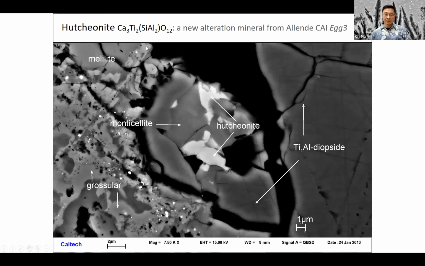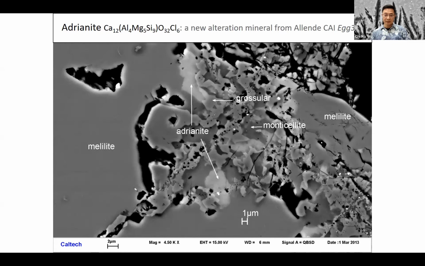Hutcheonite is a titanium 4+ garnet. It's a new alteration phase found in Allende CAI X3. It occurs here, along with other secondary minerals, monazite and presolar. Adrianite is a chlorine-rich silicate, also a new alteration phase from Allende CAI X3. It occurs here, just several microns in size, along with presolar and monazite.